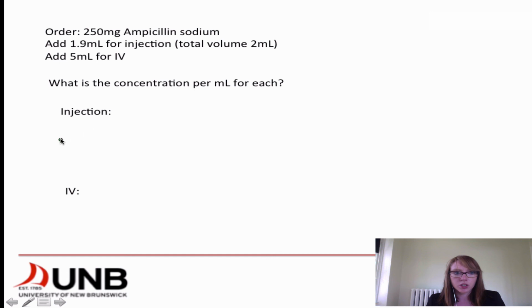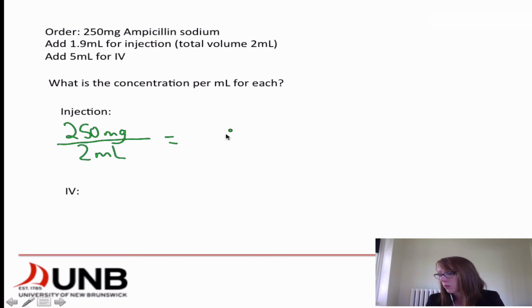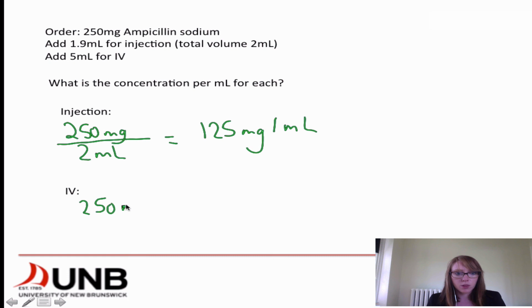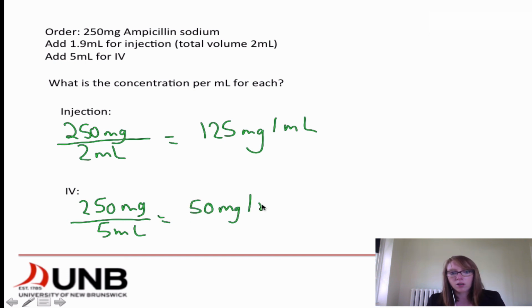So if we're doing injection, we want to know how many milligrams per mil. So we're going to take that 250 milligrams, and it's simple math. We're looking for milligrams per mil, so we can just simply put the milligrams over the mils. We know that there's 2 mils total, and if we do that math, we can see that the concentration is 125 milligrams per mil. Then, for the IV solution, if we're adding 5 mils, it should equal out to be 5 mils. So we want to see 250 milligrams divided by 5 mils this time, and our answer is going to be 50 milligrams per mil.